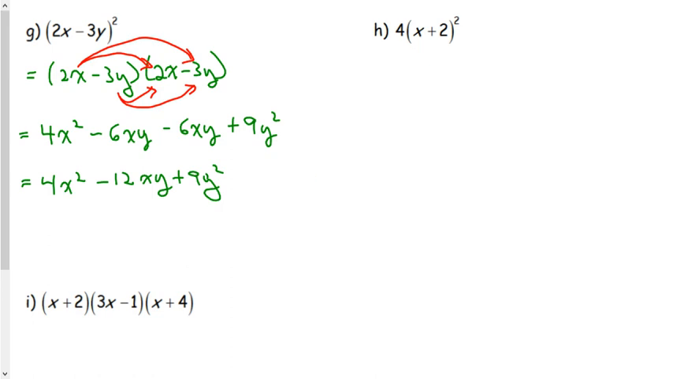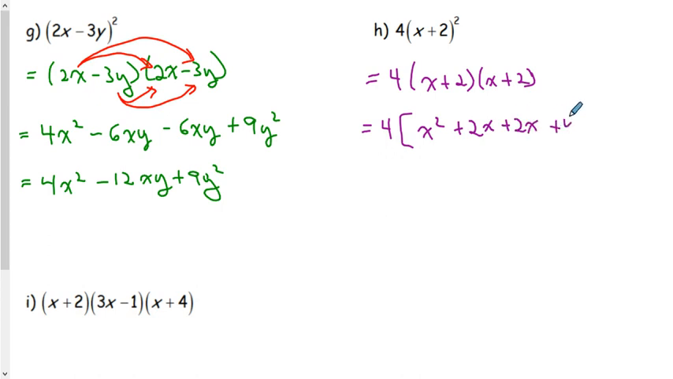Okay, now we're on to h over here. This one, again, gets a little trickier because we've got a squared thing and then we've got a value out front. So we're going to deal with the brackets first and then we'll multiply through by 4. So let's rewrite this. Okay, now we're ready to multiply through the brackets. So let's put our 4 out in front. I'm going to use square brackets to make it nice and easy to see. X times x is x squared, 2 times x is 2x, x times 2 is 2x, 2 times 2 is 4.